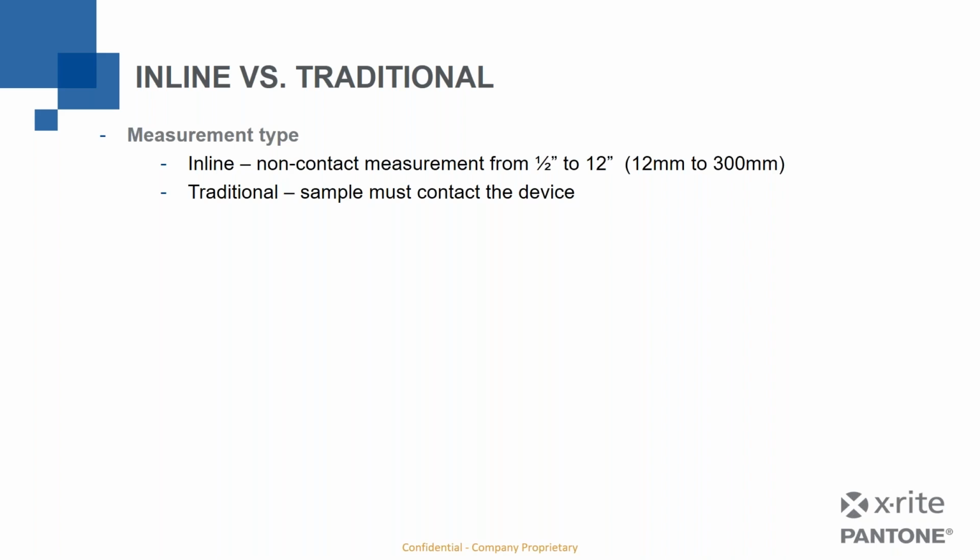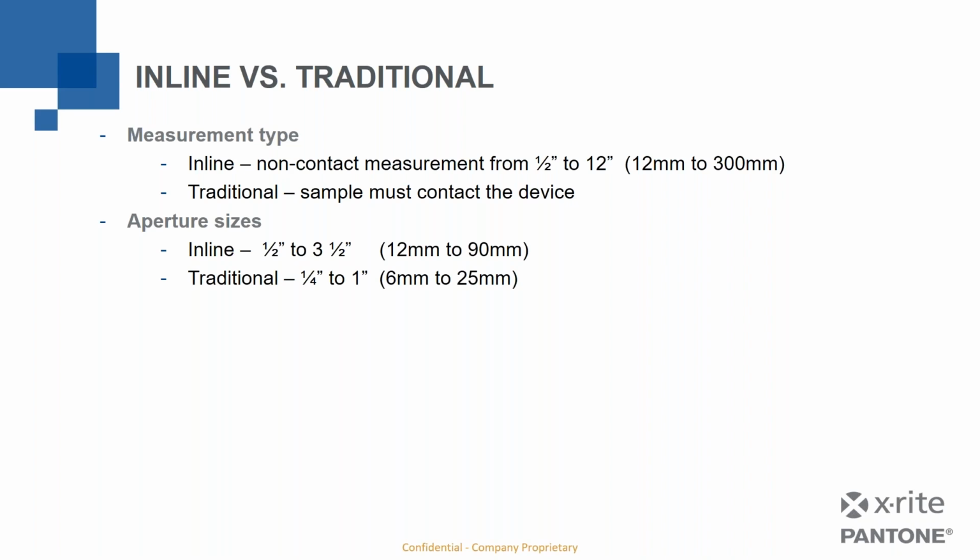So non-contact is the first major difference with inline. Second is aperture sizes. Inline measures from, depending on which inline device we're talking about, 1/2 inch to 3.5 inches in diameter. That's the measurement size, and we have it there in millimeters as well. Compared to traditional, which is a smaller aperture, down to 1/4 inch, and the maximum we go is 1 inch, 25 millimeter.